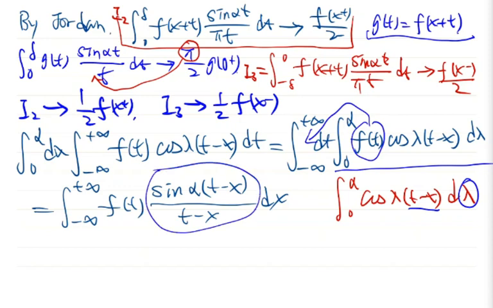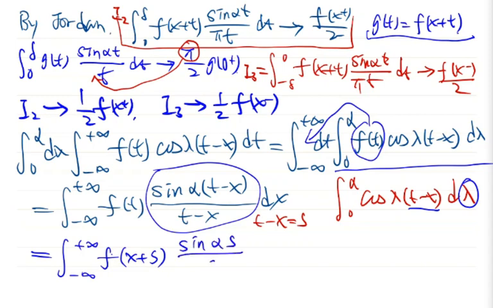Okay. Now in this integral we make a change of variable. This integral can be changed by f(t) plus x. Maybe I write as, I let t minus x be s. Then t is x plus s. So f(x plus s) sine alpha s divided by s, ds.